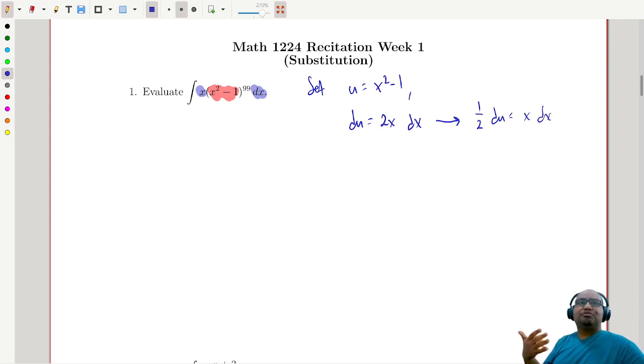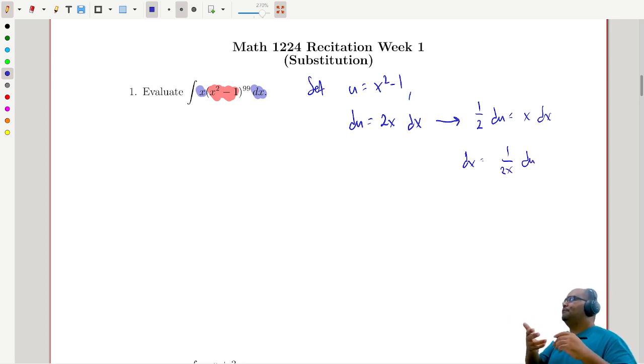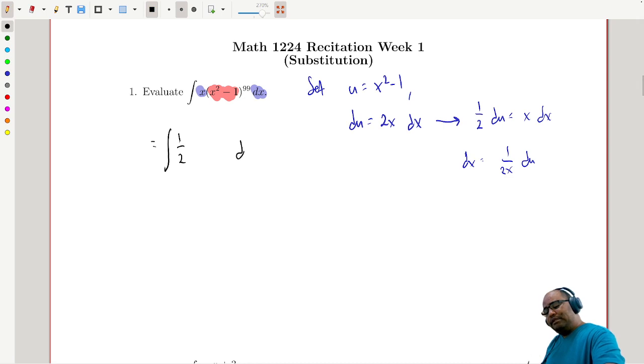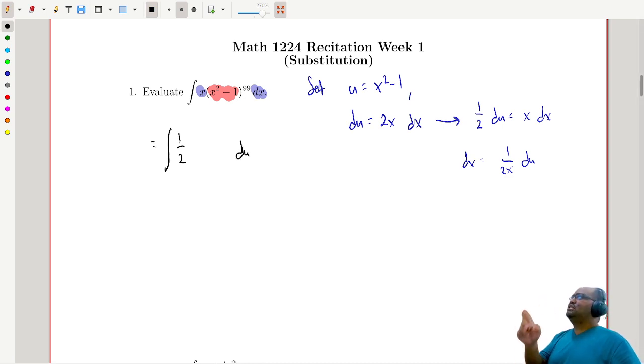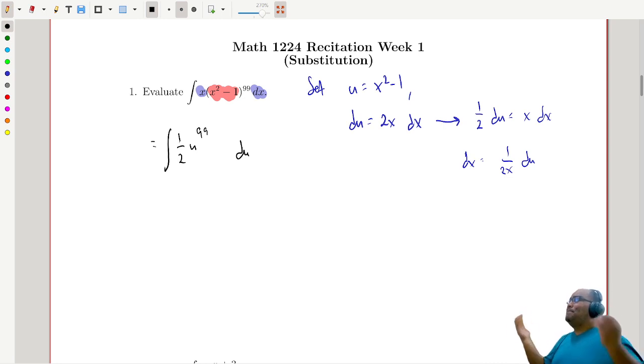Another thing that you can also do is solve for dx, so to say. So you can also write this as dx equals 1 over 2x du. And then you just make the replacements. And now let's take a look at what happens here. So this integral becomes, x dx is going to be 1/2 du. x squared minus 1 to the 99 now becomes u to the 99. And that's a much easier problem now.